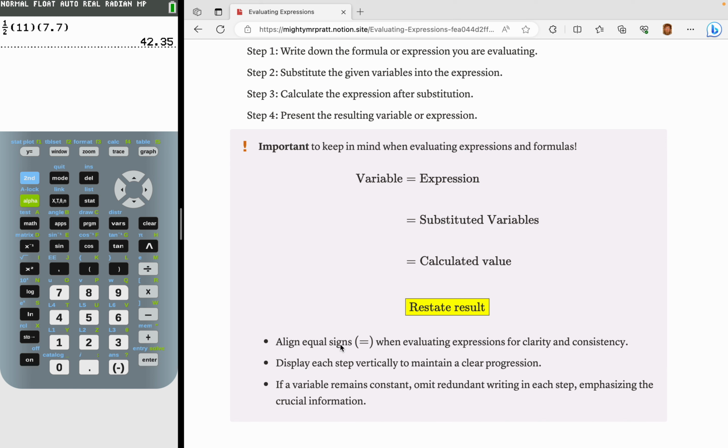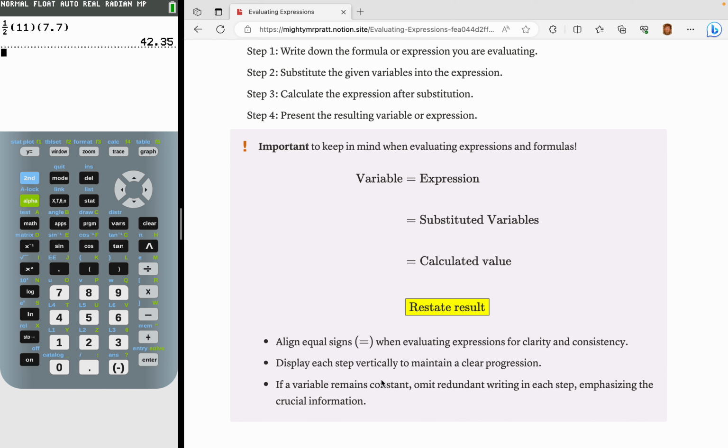Things to keep in mind. Your equal sign needs to be aligned. So you see right here, all my equal signs are aligned. That is for clarity and consistency. It helps the reader understand what's going on. Display each step vertically to maintain clear progression. As you can see, I vertically showed the progression of what I was doing. Do not continue to the right or to the left. Make it very clear. So we're going to go vertically.